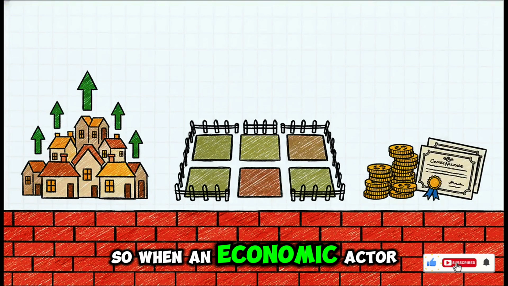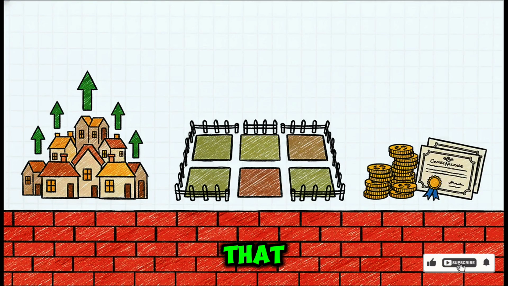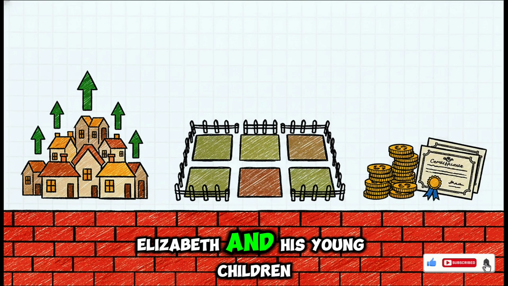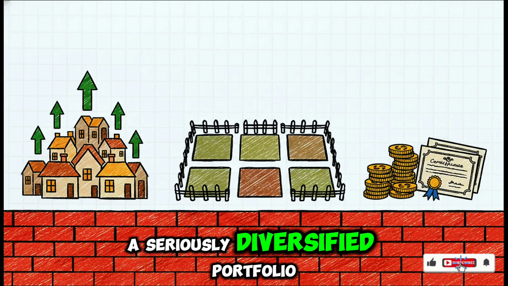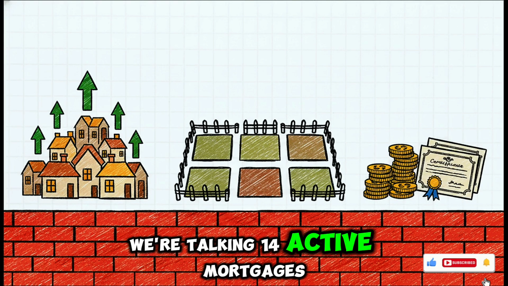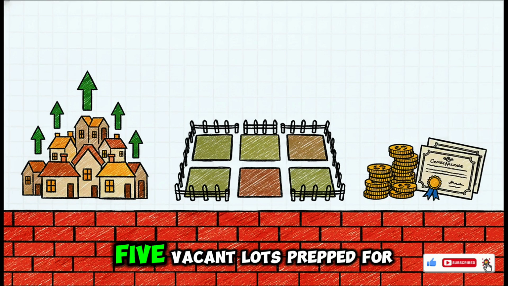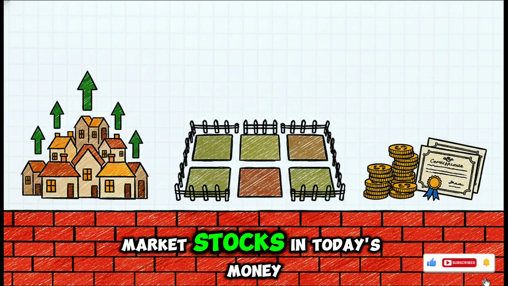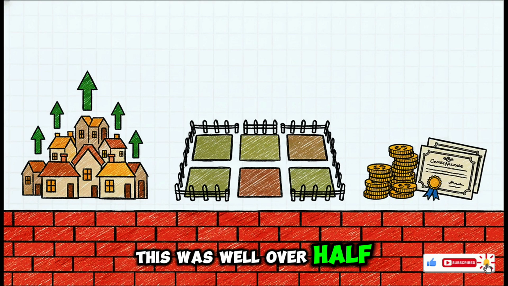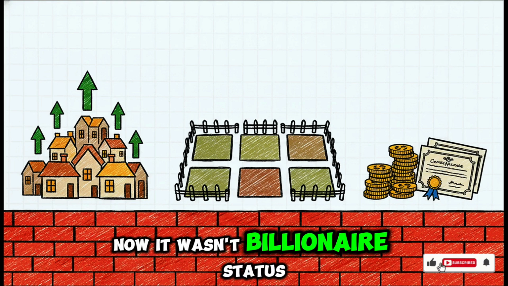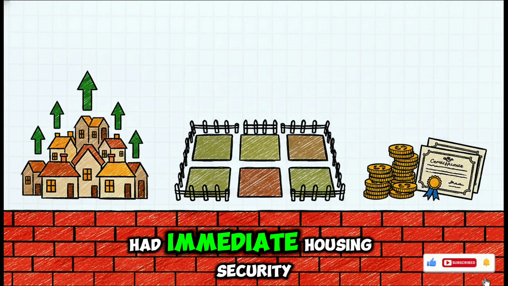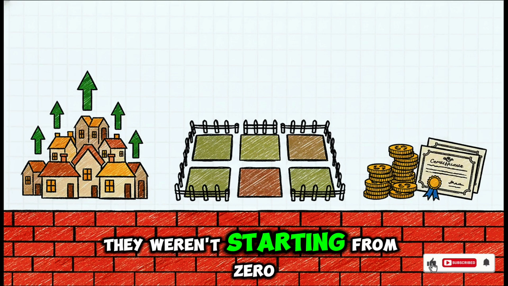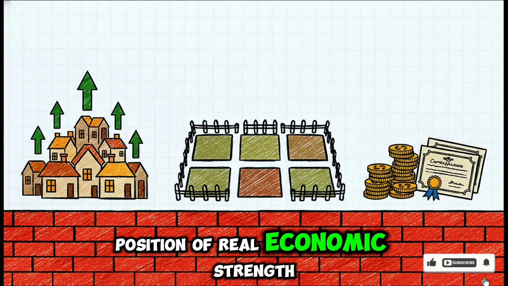So, when an economic actor exits the stage prematurely like that, what happens to the wealth they've accumulated? Well, he left his widow, Elizabeth, and his young children a seriously diversified portfolio. We're talking 14 active mortgages generating steady yield, 5 vacant lots prepped for future development, plus substantial liquid savings and market stocks. In today's money, this was well over $500,000. Now, it wasn't billionaire status by any means, but it meant his family had immediate housing security, compounding rent, and a solid capital base. They weren't starting from zero, they were starting from a position of real economic strength.